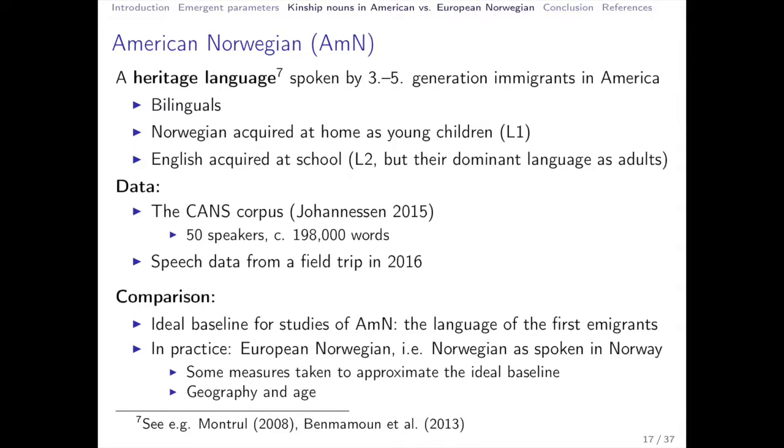Unfortunately, our access to that language is very limited, so what I'm doing in practice is that I'm comparing American Norwegian to European Norwegian, which is Norwegian as spoken in Norway. But I've done some measures to try to approximate this ideal baseline in terms of geography, so I'm focusing on data from the areas where the first immigrants left from, and also age, so I'm focusing on older speakers.